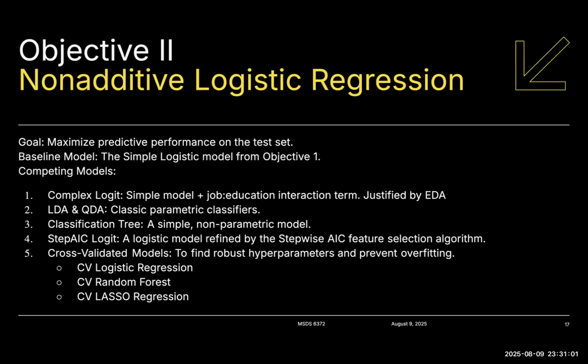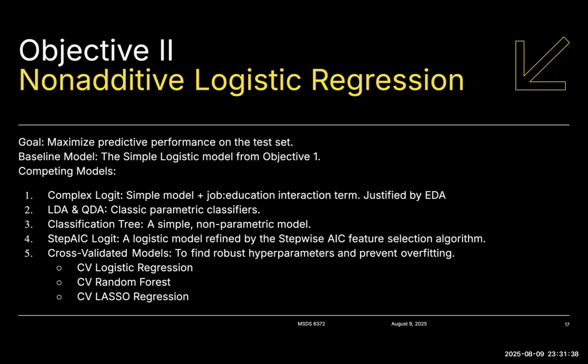And so, moving on to our second objective, we want to do non-additive logistic regression. We want to compare different kinds of models to see what's going on in our data. The goal is to maximize predictive performance on the test data. The baseline model we are going to be using is the simple logistic model that we did in objective 1. We're going to iterate, and our iteration is justified by the EDA we've done.